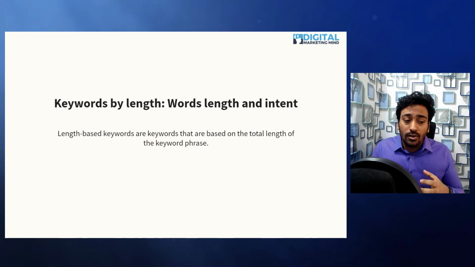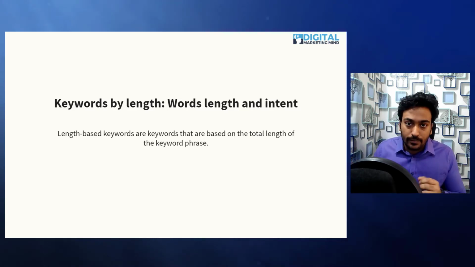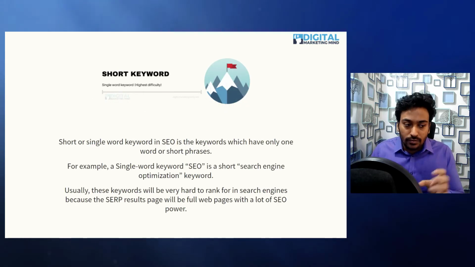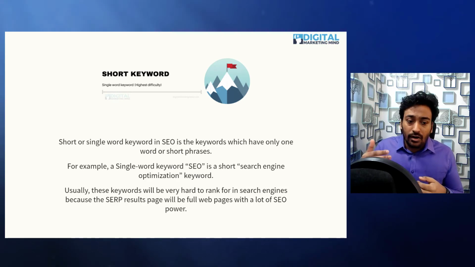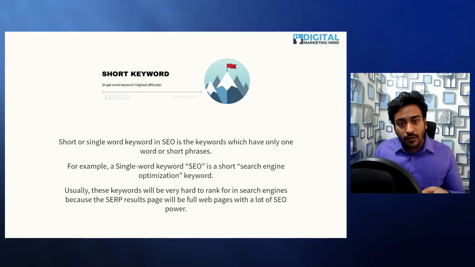Now let's take a look into all the keyword types based on the length, where length based keywords are keywords that are based on the total length of the keyword phrases and how we should logically organize them. Well, the first one is short keyword. Short or single word keyword in SEO is a keyword which has only one word or a short phrase. For example, a single word keyword is SEO, short for search engine optimization. Usually these keywords will be very hard to rank in search engine optimization because the SERP results page will be full of web pages with a lot of SEO power.